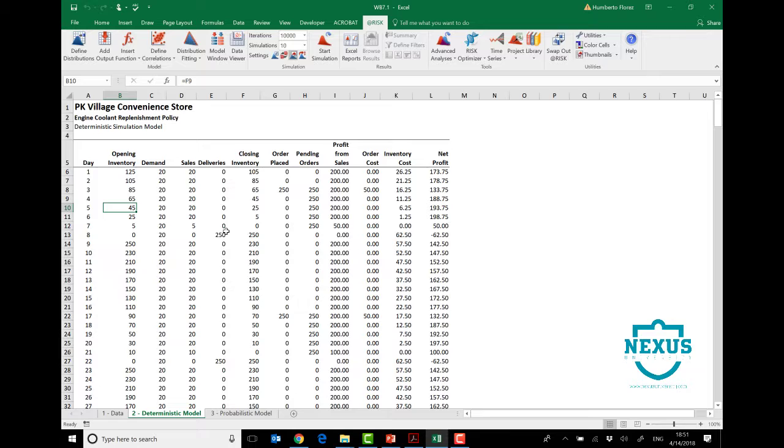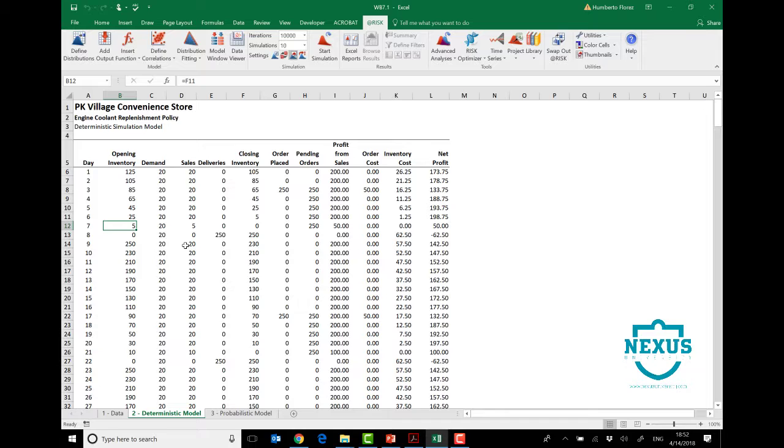The next day we start with 45 units, we sell 20, we have 0 deliveries, we close the inventory at 25, we place no orders because we have orders in transit. Profit from sales is still $200. Again, no order cost. Our inventory costs are very low, so we actually have a very good day sales wise. The next day we open the inventory at 25, we sell 20, and we close the inventory at 5. We have a profit of $200 from sales less $1.25 expenses in inventory. Our profit reaches the maximum level of $198.75, all items included.